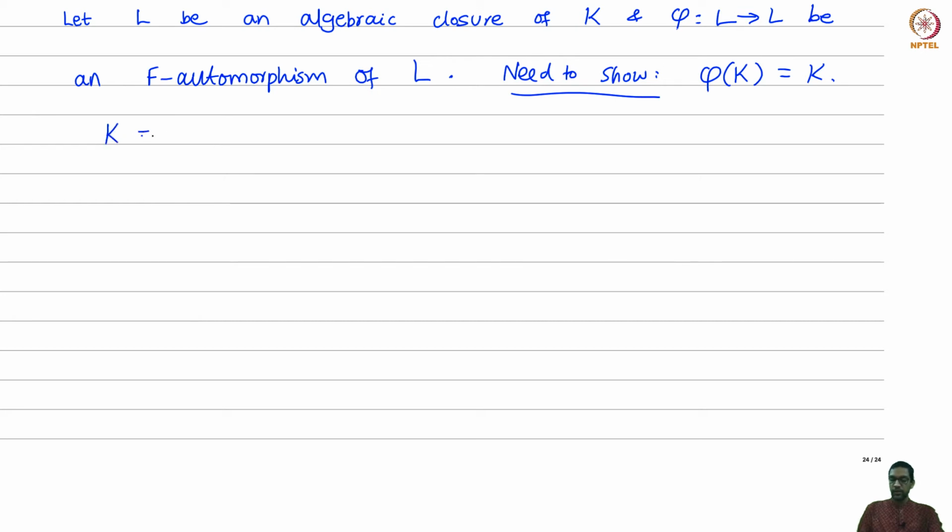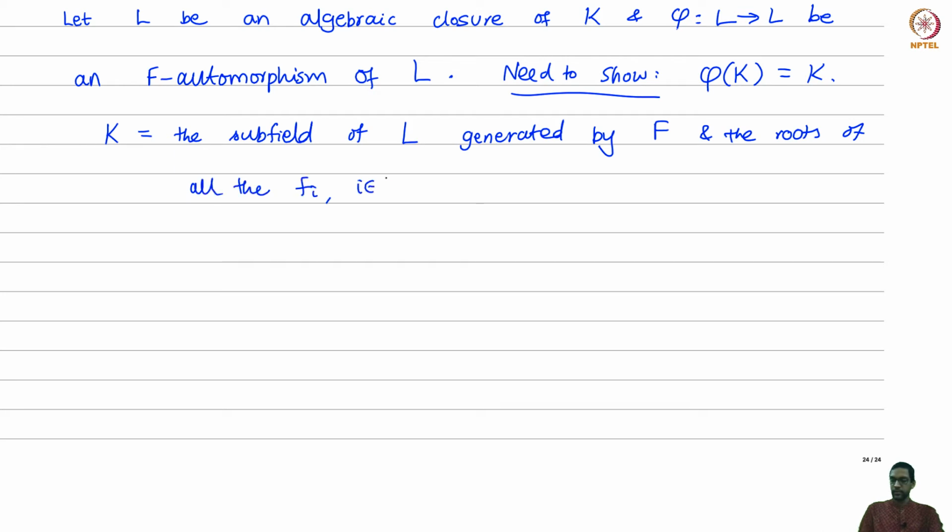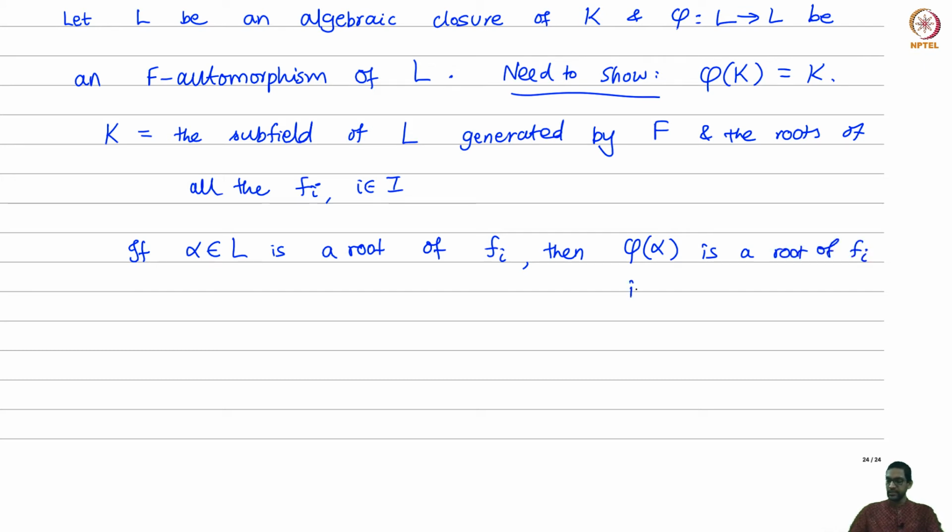K equals the subfield of L, it hardly matters. So K is nothing but the subfield of L generated by F and the roots of all the f_i's put together. Okay. But we observed the following statement in the proof of the uniqueness of splitting fields, that if alpha in L is a root of f_i, then phi(alpha) is also a root of f_i. Well, in this case, again in L.